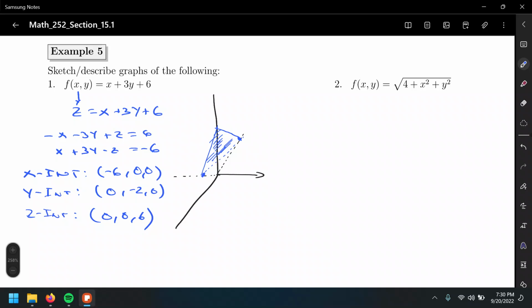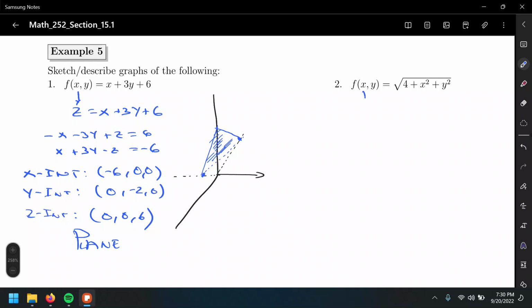Alright, so again, this is a plane. So this is a plane. For the next one, let's have a look. Number 2, f of x y equals the square root of 4 plus x squared plus y squared.